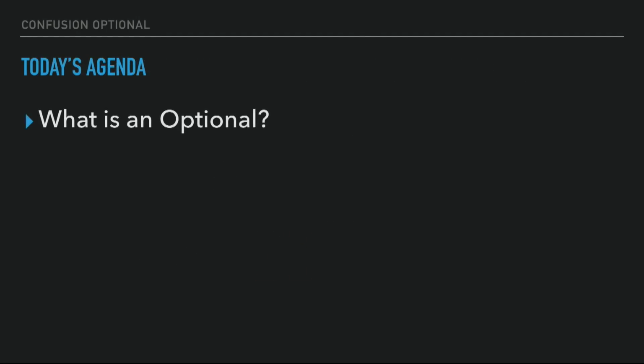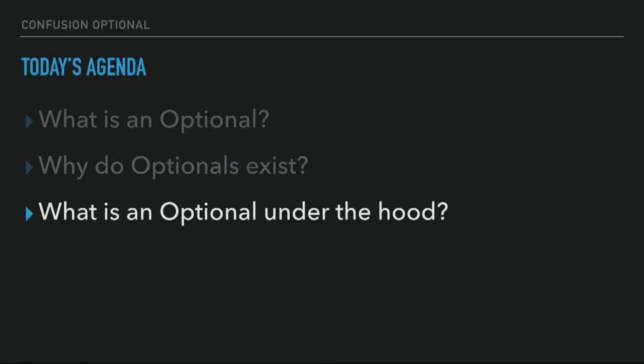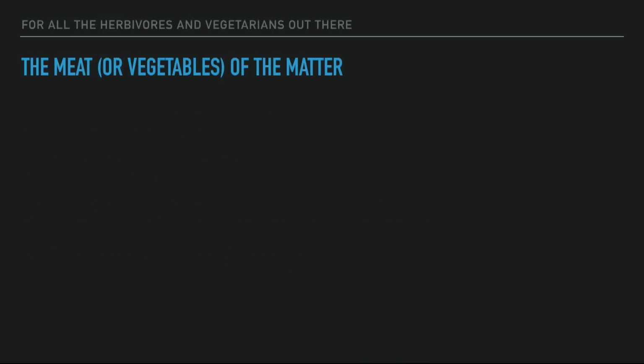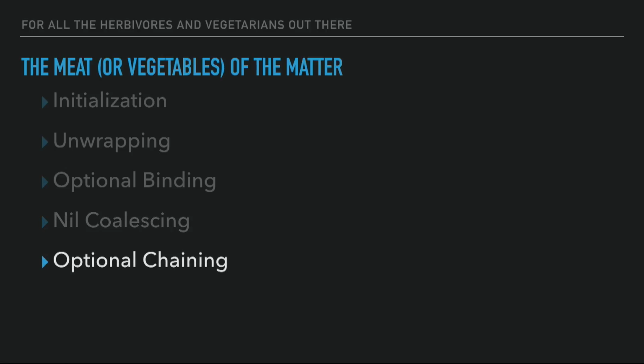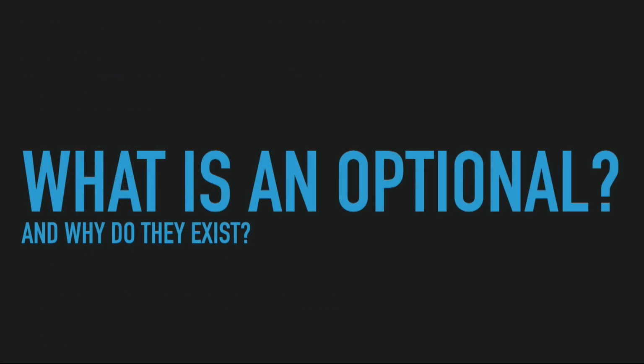We're going to cover what are optionals. Pretty easy one. Why do they exist? Why do we have this idea of nil? What are they under the hood? This is very, very important and will actually help you understand a lot of things about optionals. How do we actually use them? And so let's get into the meat, if you will. We're going to look at how they're initialized, how they're unwrapped. Optional binding, you know what it is, you don't know what it's called. Nil coalescing, you've probably seen it and didn't know what it was called. Optional chaining, you've used it and didn't know what it was called. Implicitly unwrapped optionals, you've seen it and you didn't know it was called this. And we're going to cover some various odds and ends.